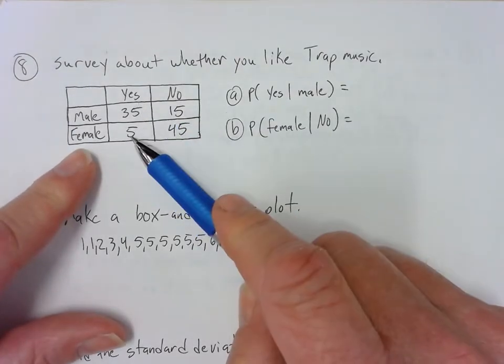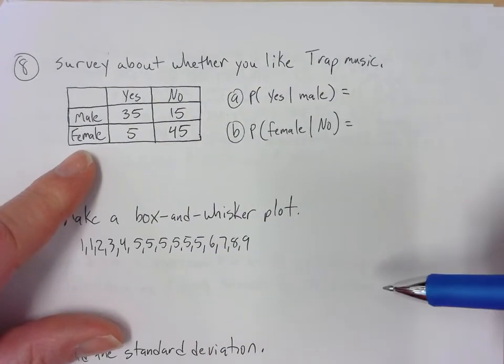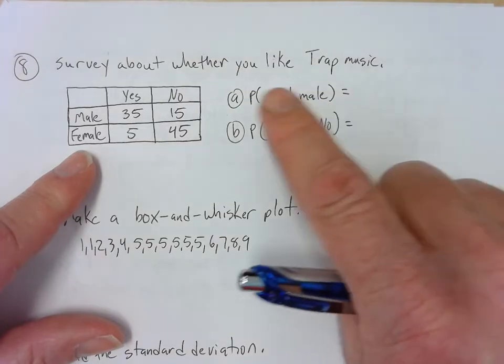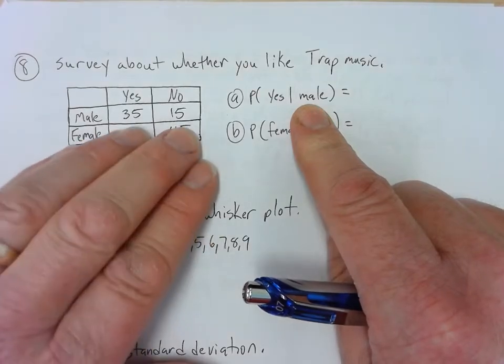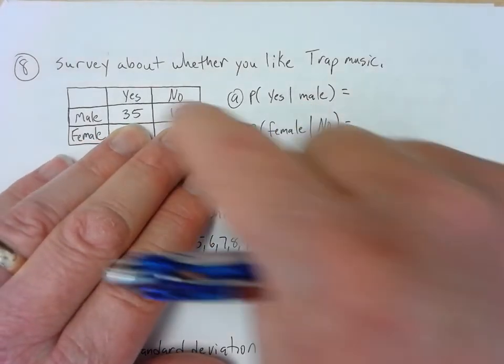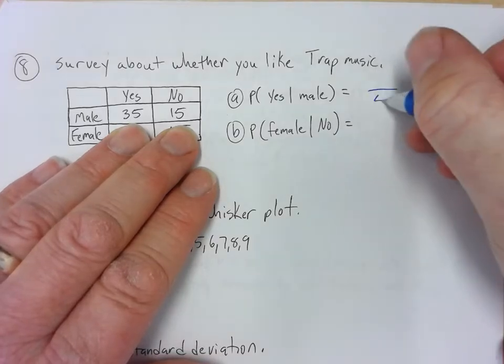If we add this and this together, we get 60. If we add this and this together, it's 40. So there's 100 people that are being surveyed. But I'm not necessarily out of 100 because this is conditional probability. So it's probability of yes given male. That means we're going to eliminate the females. So I'm crossing those out. So I'm only choosing out of these 50. So the answer is 50.